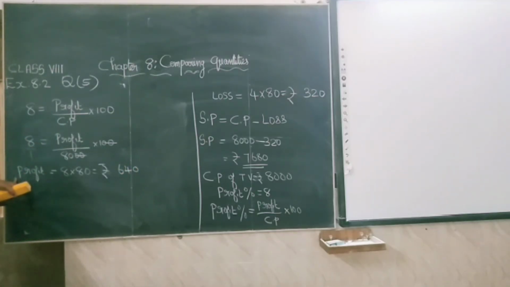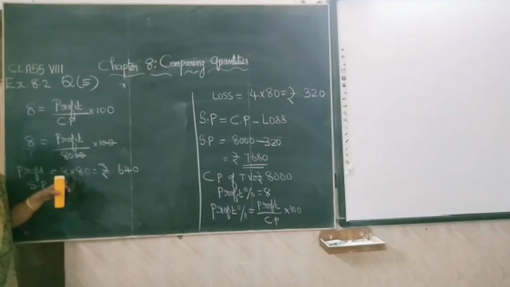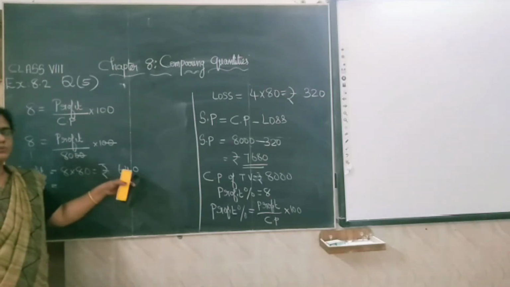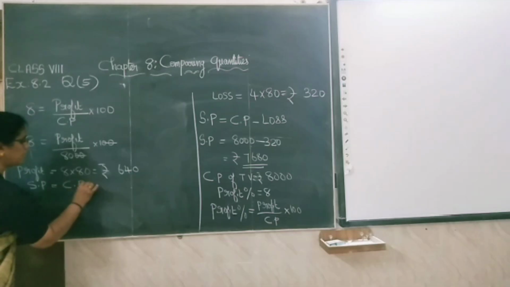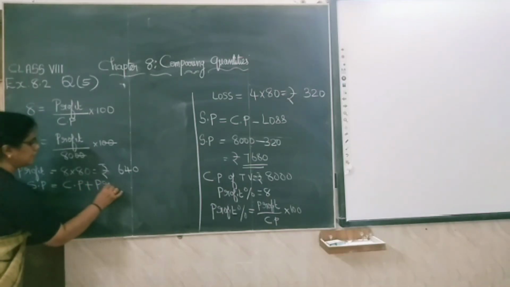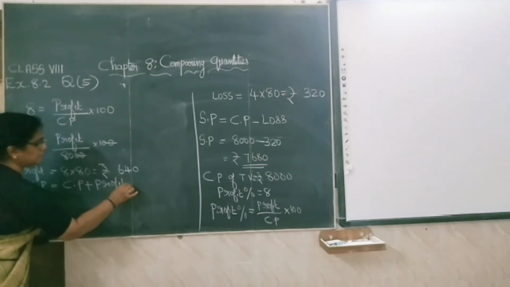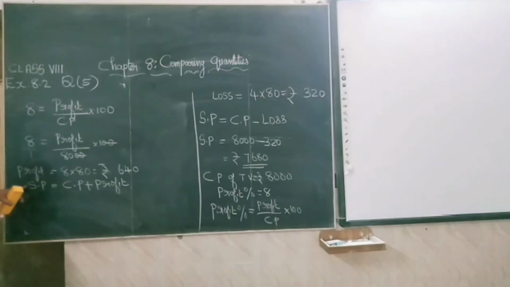Now we can find the selling price, that is SP equal to, I told you if there is profit you have to add, and if there is loss you have to subtract. So CP plus profit, SP equal to CP plus profit, and CP is 8,000.